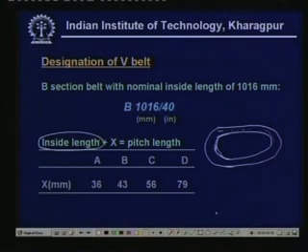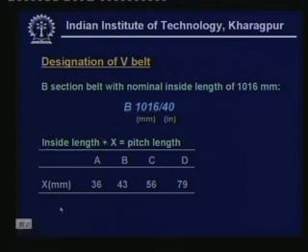As an example, if we have chosen a B section belt and its inside length was 1016 mm, then we designate the belt as B1016/40, where 40 is the equivalent length in inches. And these are the different values to modify the pitch length and the inside length, meaning the relationship between the pitch length and the inside length.